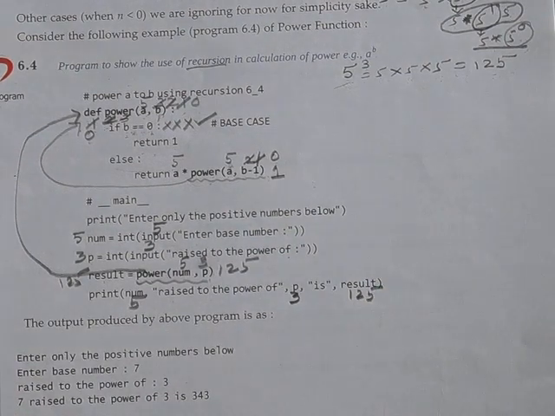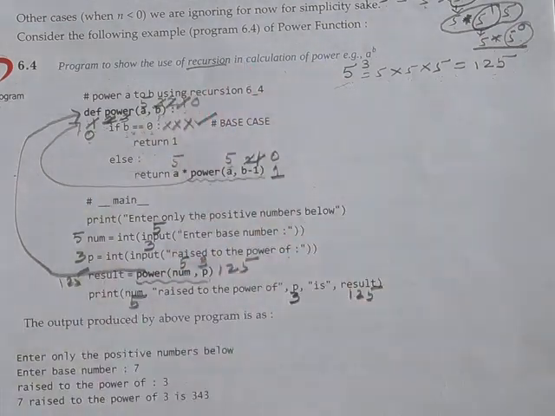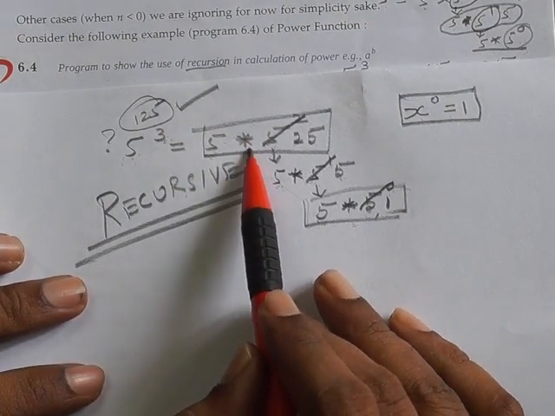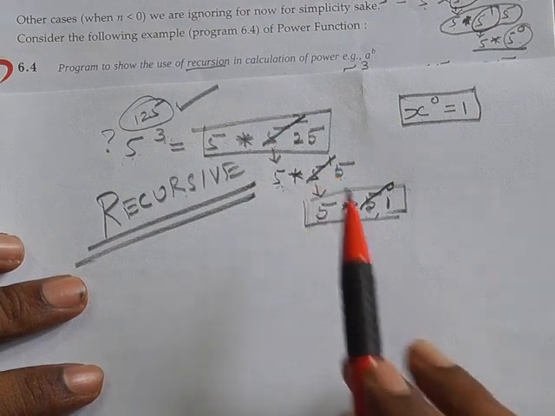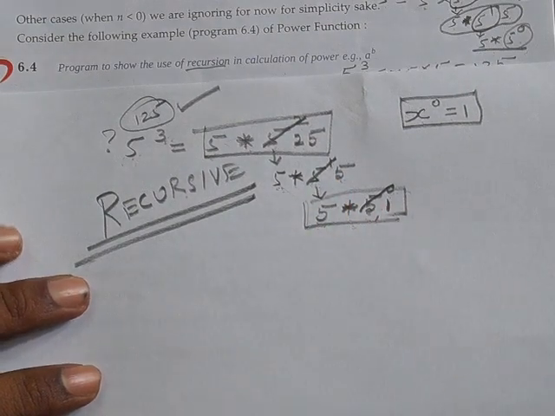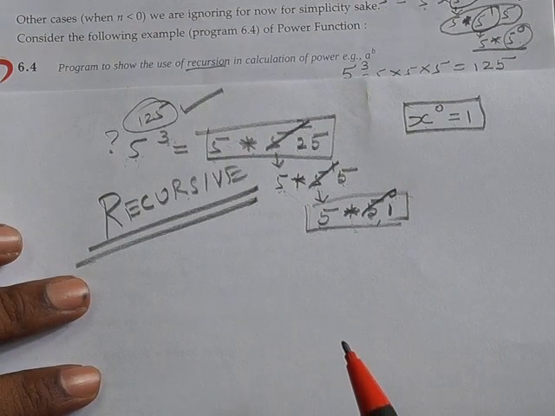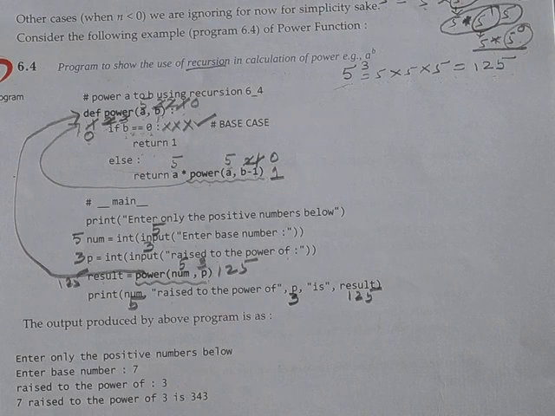That's all. Okay. So this is the calculation of the power concept by using recursion. Recursion means very simple. Here we are using 5 into 5 power something, again 5 into 5 power something, again 5 into 5 power something. We are using the same formula every time in the function.